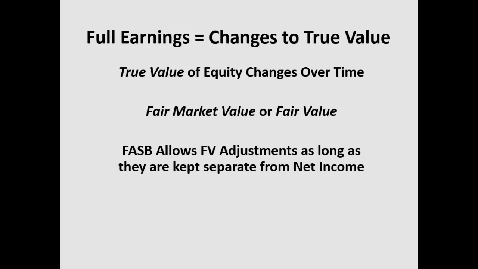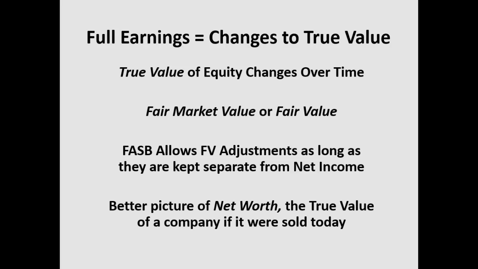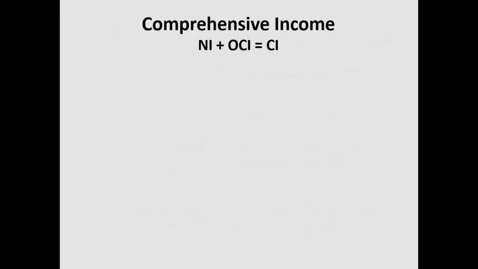Now, even though you must comply with historic cost, that accounting principle, that GAAP principle, FASB does allow fair value adjustments as long as they're kept separate from net income, and that way you can track it so you're not hiding things and making your income appear larger just from your ordinary operations. By doing these fair value adjustments, it gives you a better picture of the net worth, the true value of a company if it were sold today.